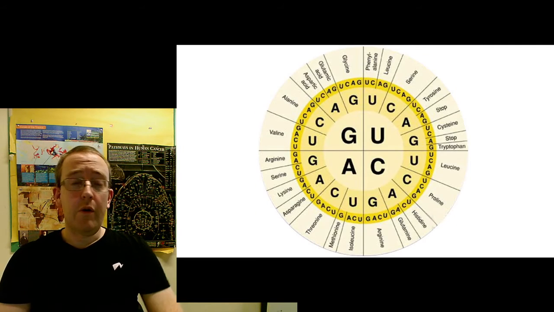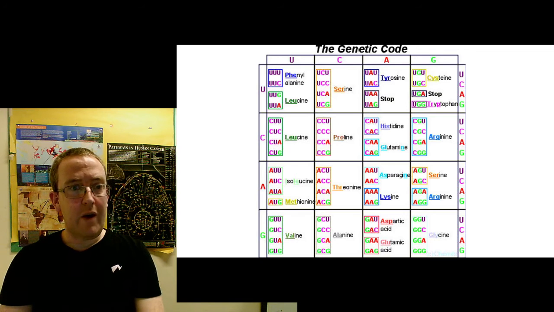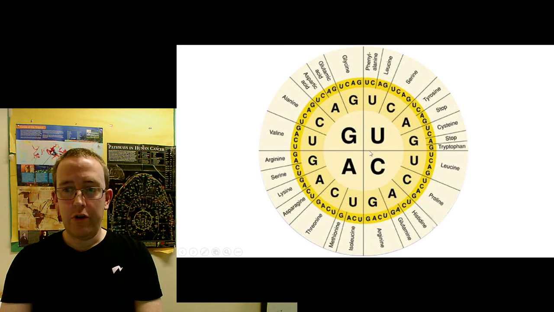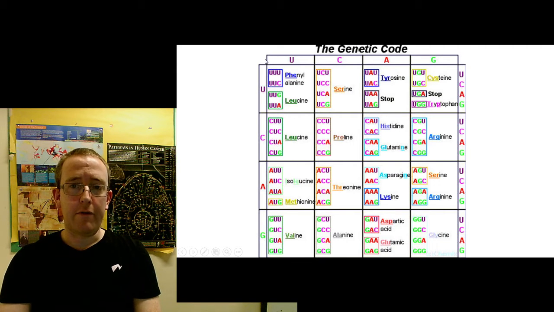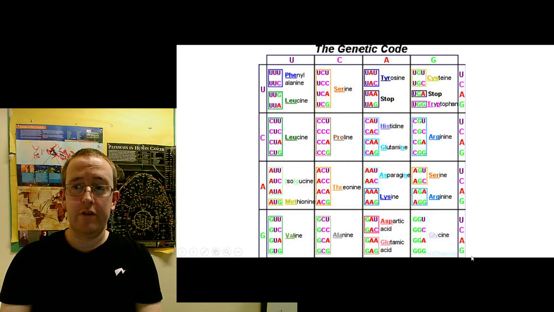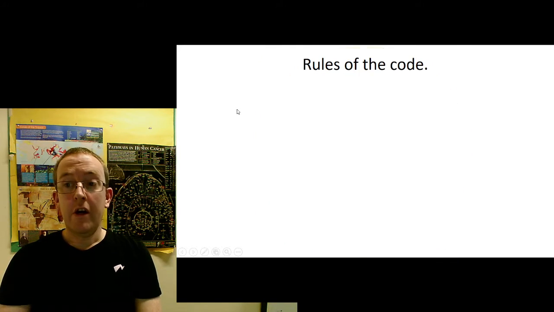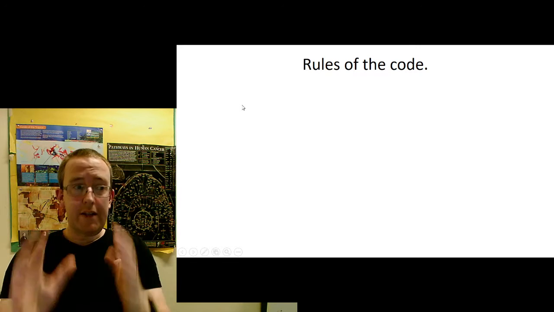So you sometimes see it written like that. I prefer the square version. In some textbooks you see it written like that, where you've got your first base in the middle. So if you want to look at what CCC was, you'd go C here, out one, second base is C, out one, third base is C. That's proline. I personally prefer the square, where we have the first base down the side, the second base along the top, and the third base down the side. So for example, CGU is arginine.